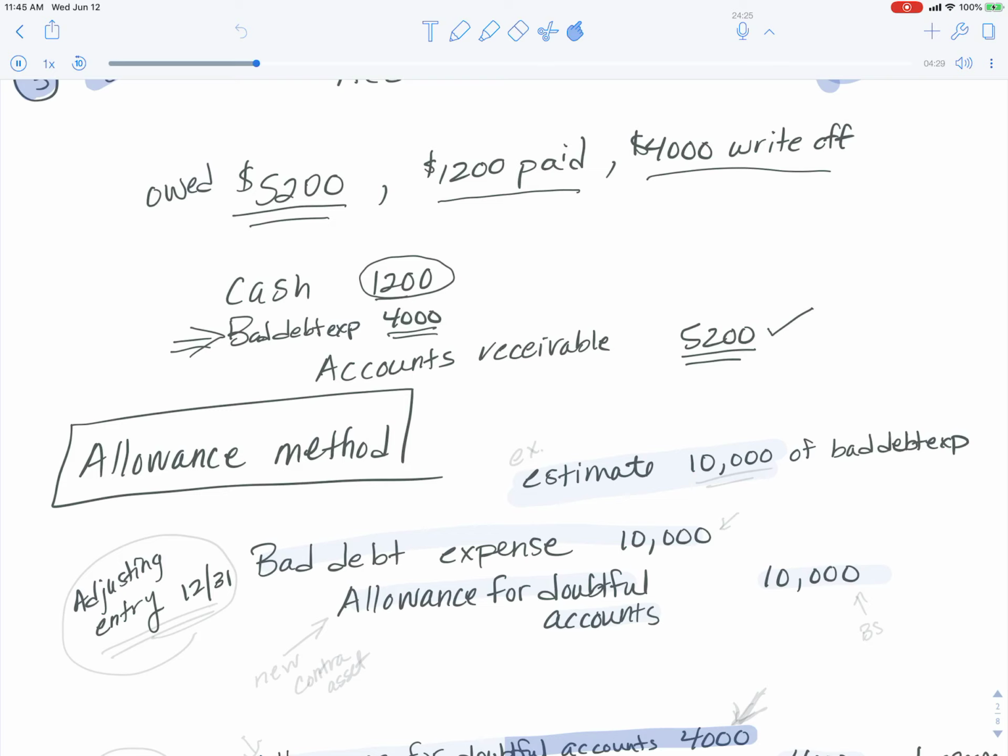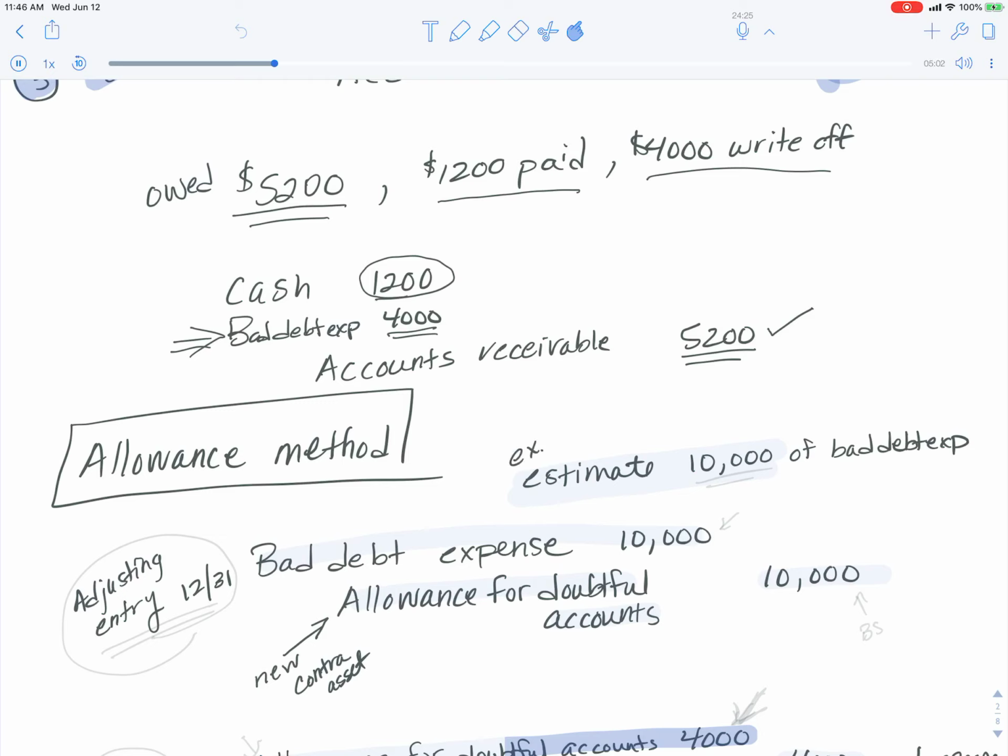The second method is the allowance for doubtful accounts. So we're going to use the allowance method, and we have this account that is new in Chapter 9 called the allowance for doubtful accounts. So it's basically a bucket of, just in case somebody doesn't pay us, we've created this allowance. This is a contra asset, and it's going to hang out with accounts receivable on the balance sheet, which I'll show you in a minute.